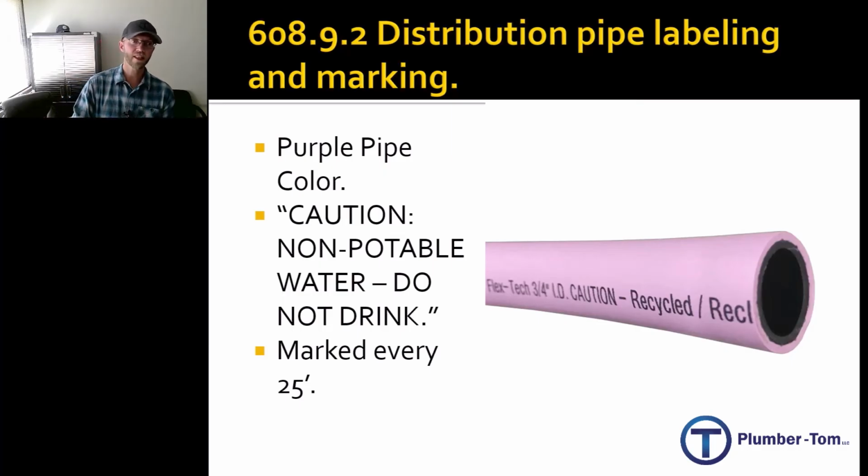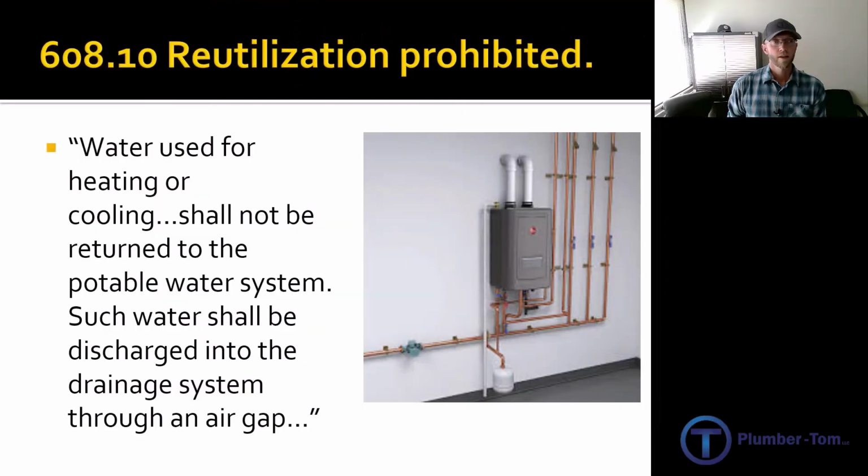608.9.2 talks about the labeling and marking on this pipe. First of all, the magical color is purple. Don't forget that. Anytime you see purple pipe, that means this is non-potable system. It should also have those words right on it. Caution, non-potable, do not drink. And that should be marked at least every 25 feet on the pipe.